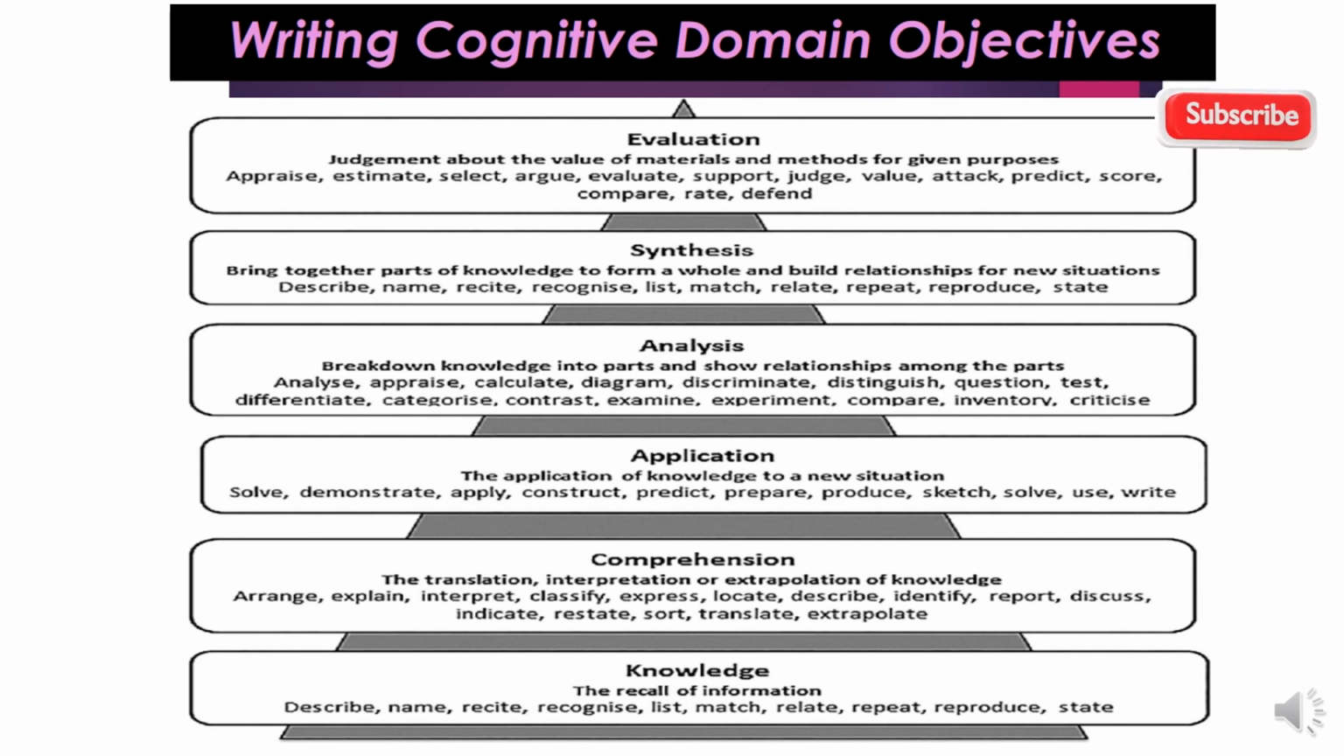Now, what are the cognitive domain objectives? So the first is evaluation, like judgment about the value of material and methods for given purposes. Appraise, estimate, select, argue, evaluate, support, judge, value, take, predict, score, compare, rate, and define. These are the parts of the evaluation.